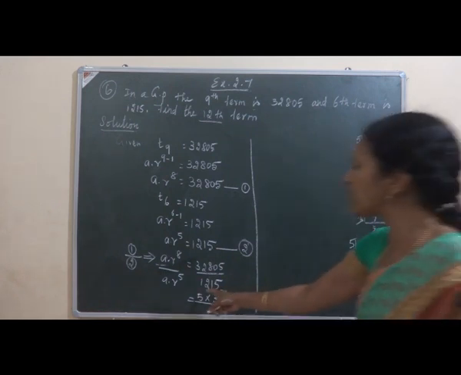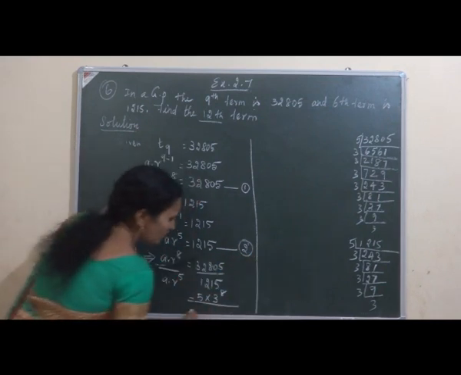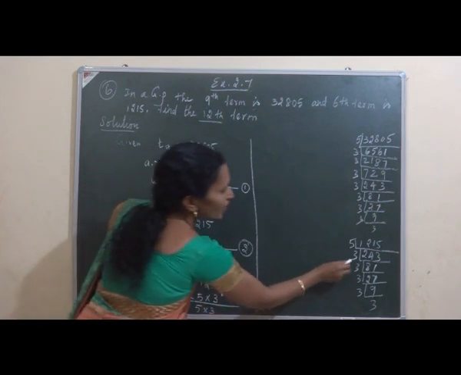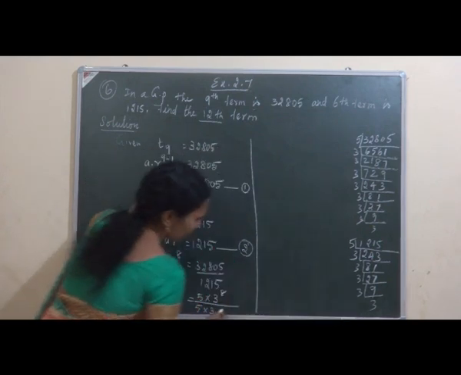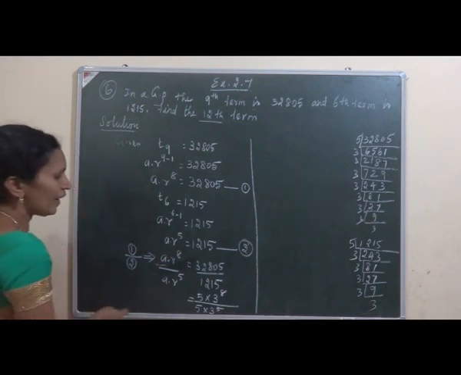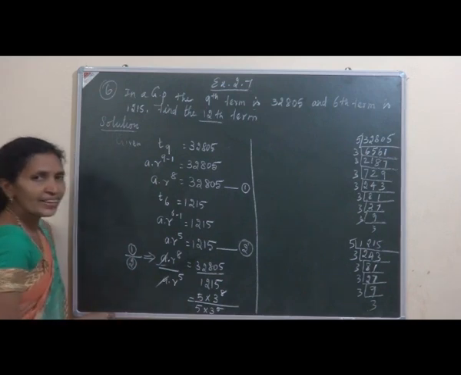So 1215, how can I write it? 5 into 3 power 1, 2, 3, 4, 5, 3 power 5. Okay. Here, on the left hand side, a and a cancel.